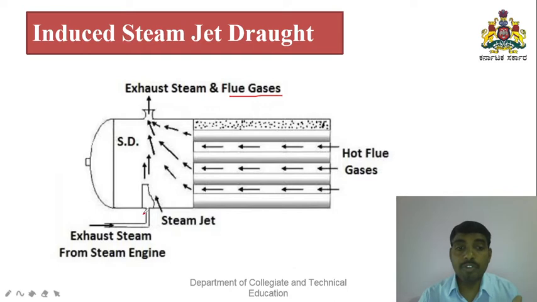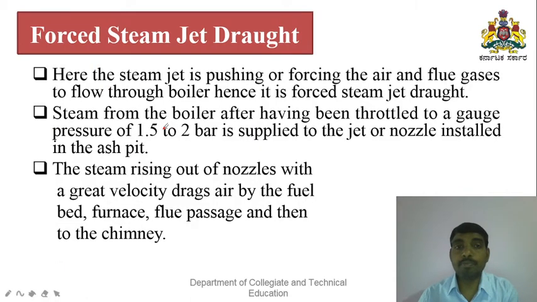Due to the steam jet, the kinetic head will develop here. Due to this kinetic energy, it will induce, or suck, the flue gases coming out from the furnace. So that will mix and flow through the chimney and out of the boiler. This is the working of the induced steam jet draught system.